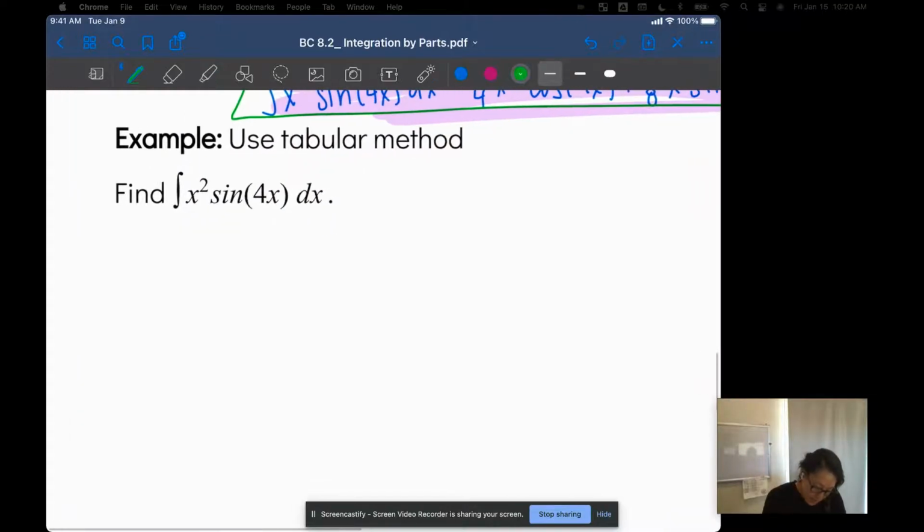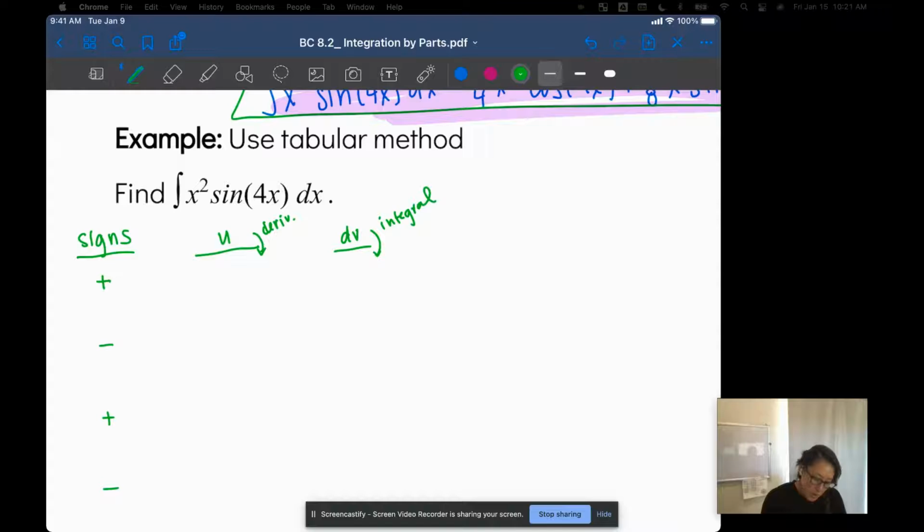We do signs, S-I-G-N-S. We always start with a positive, switch to a negative, and then a positive, and then switch to a negative, and so on and so forth. And then we look at what our u is and what our dv is. Here we're going to be taking the derivative, and here we're going to be taking the antiderivative, or the integral.